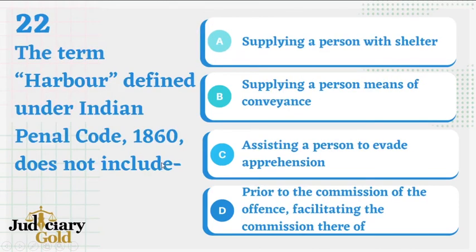Next. The term harbour defined under IPC 1860 does not include supplying a person with shelter, supplying a person with means of conveyance, assisting a person to evade apprehension, prior to the commission of the offence, facilitating the commission thereof. Harbour basically talks about the necessities and therefore the answer would be option D. So basic necessity includes the shelter, the means of conveyance, assisting the person to evade apprehension, but it does not include the prior to the commission of the offence, facilitating the commission thereof. So answer D.